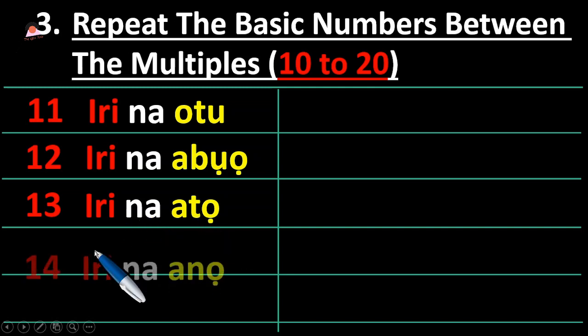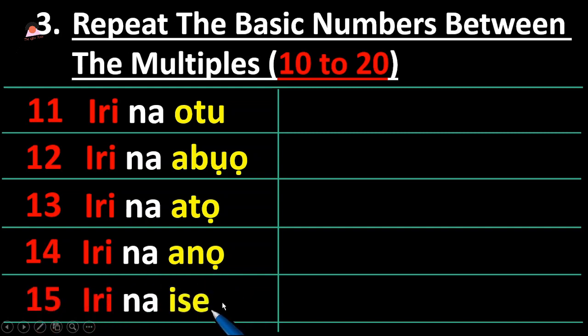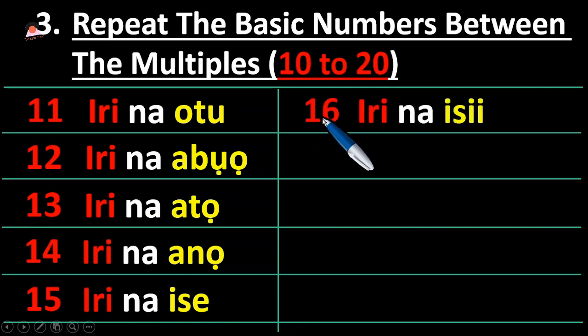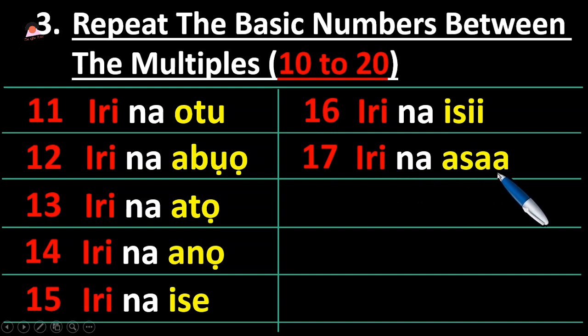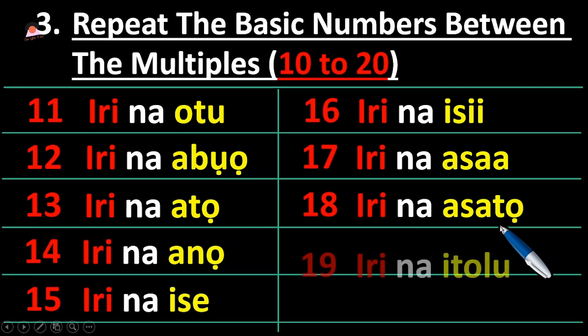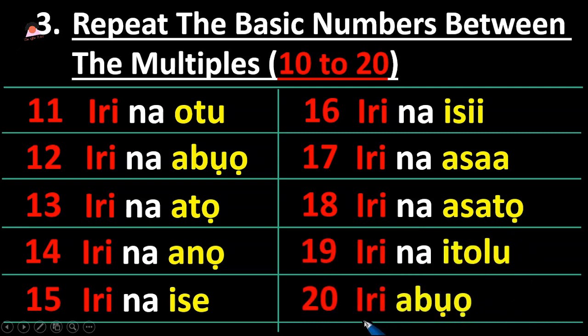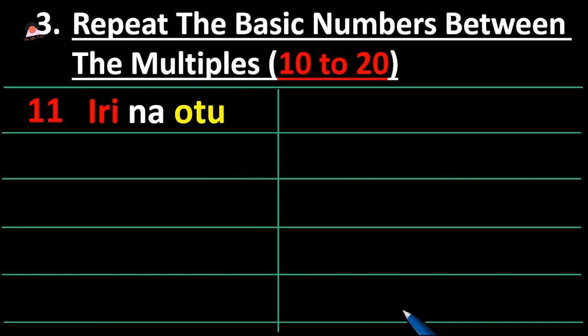That pattern is maintained. 14, iri na ano. 15, iri na ise. 16, iri na isi. You can see. 17, iri na asa. 18, iri na asato. About 19, iri na itolu. Then 20, iri abo. 10 in two places, iri abo. 10 in two places. We're going to repeat it again for emphasis sake.